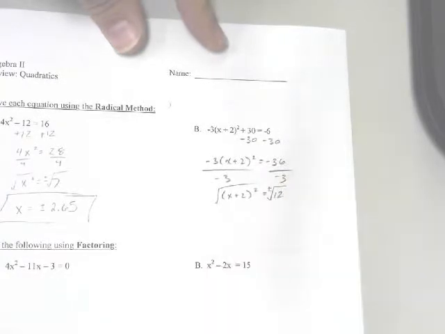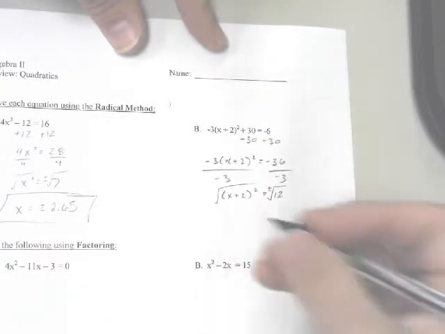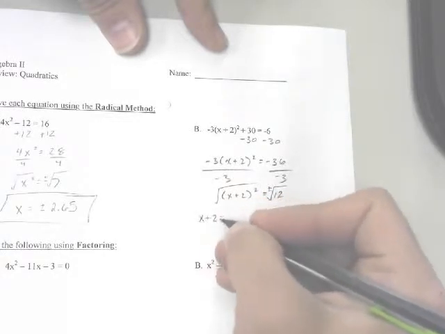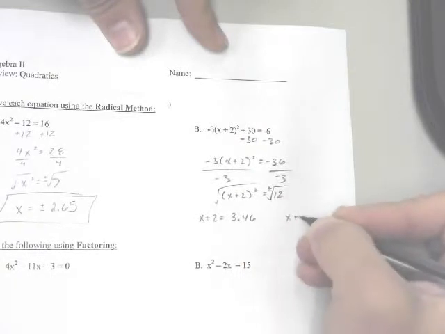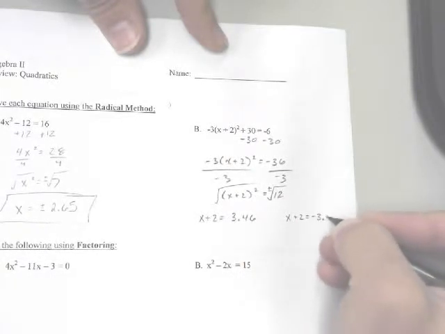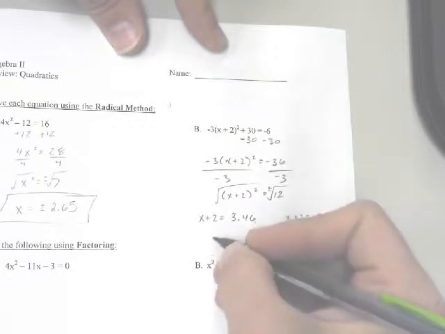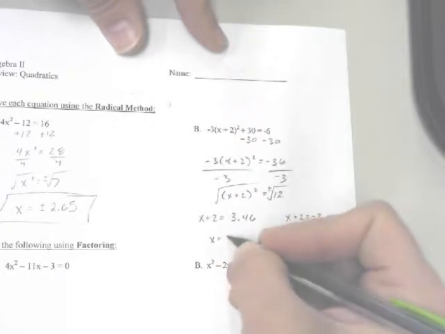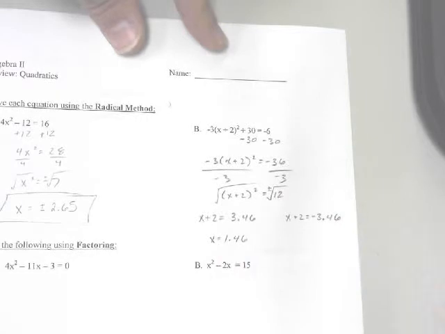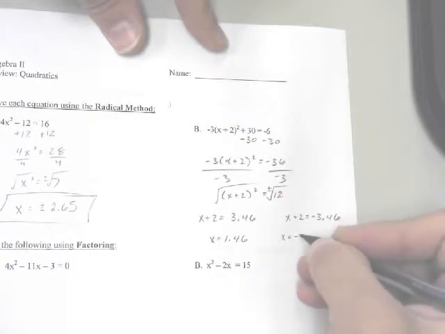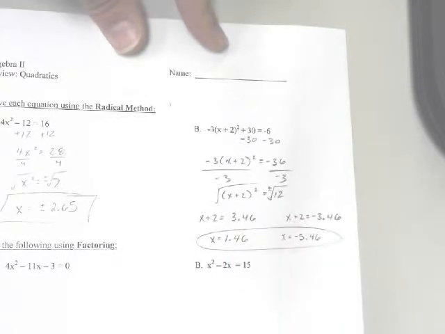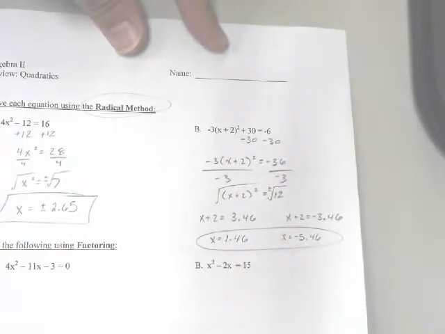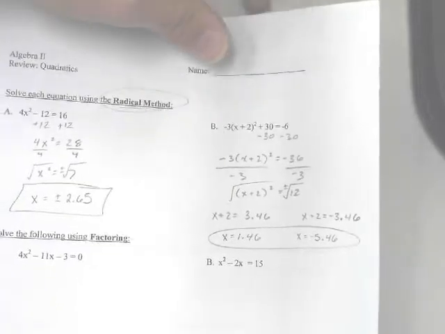Now this is a place where some of you get a little tricked up. I'm going to write two equations: x plus 2 equals 3.46 and x plus 2 equals -3.46. The reason I'm going to write two different equations is because if you just write plus or minus 3.46, some of you are getting some very unique answers. The answers are going to be very different from each other, and I'm only going to get those very different answers if I write the equation two different ways.